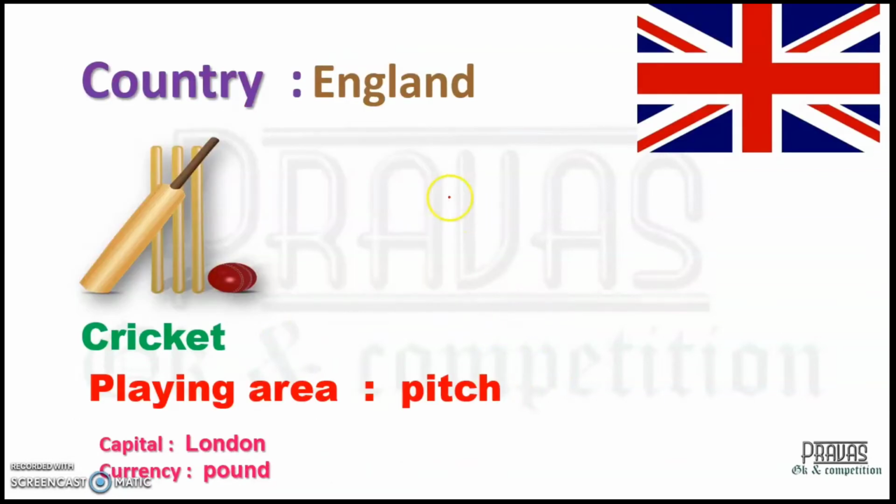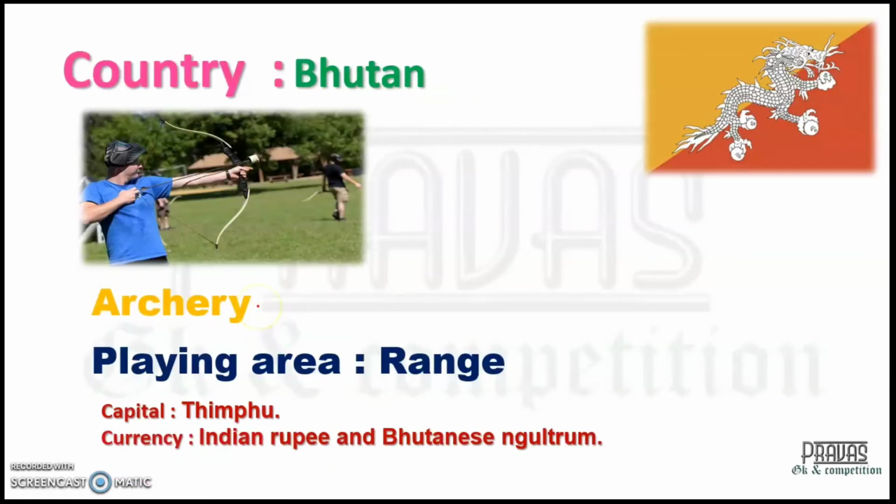Next country is England. Cricket is the national game of England. Playing area is called pitch, capital is London, and currency is pound. So cricket is the national game of England.